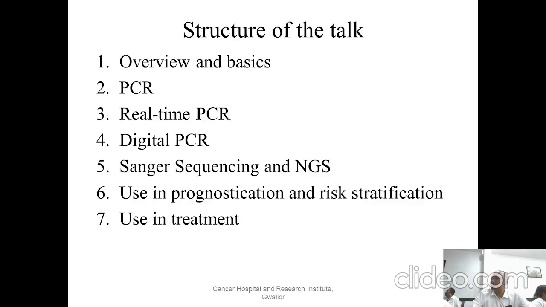So I'll start. This is my structure. I'll go through basically some of the basics with the PCR, because that is what defines the molecular era. Some of the modifications of PCR, then coming to both the techniques of sequencing, which are Sanger's and next generation sequencing, and how we use them in the prognostication and risk stratification of diseases. And finally, I'll give a few examples, two or three cases, to give you a brief overview of how these intricate diagnoses can be made based on the information from molecular diagnostics.